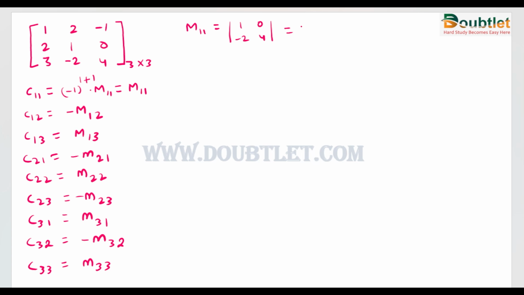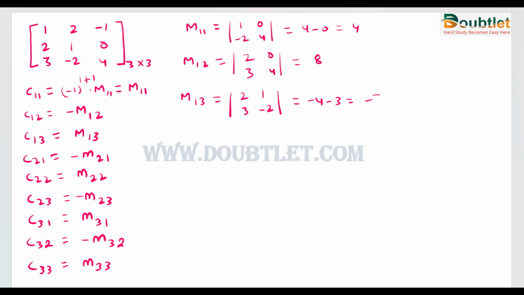For M12, remove the first row and second column. The remaining matrix will be 2, 0, 3, 4. If you multiply, it will become 8. Now M13: remove the first row and third column. The remaining matrix is 2, 1, 3, minus 2, and we have to find the determinant. It will become minus 4 minus 3, which is minus 7.